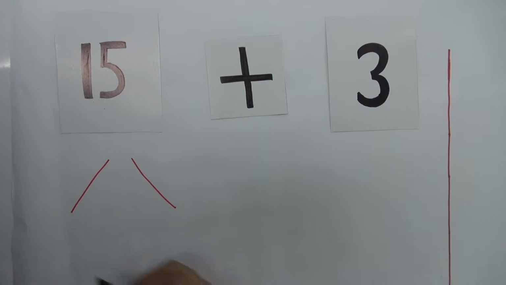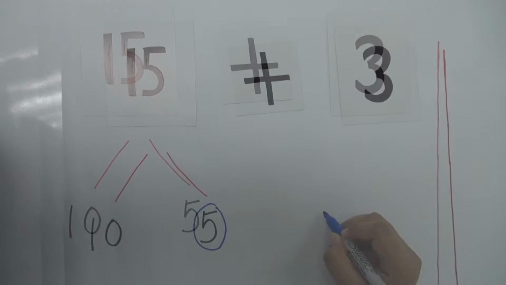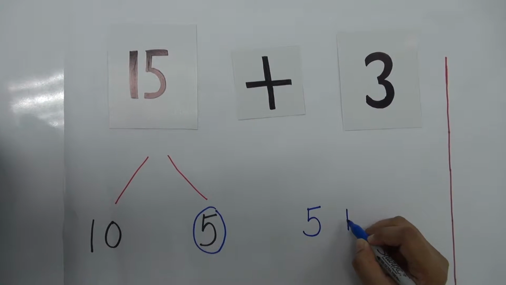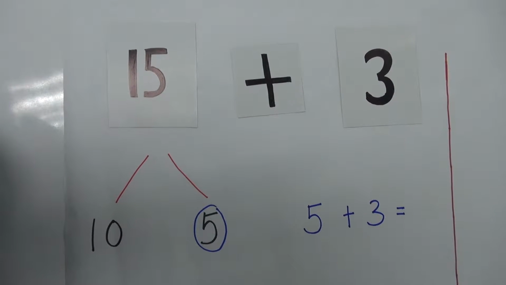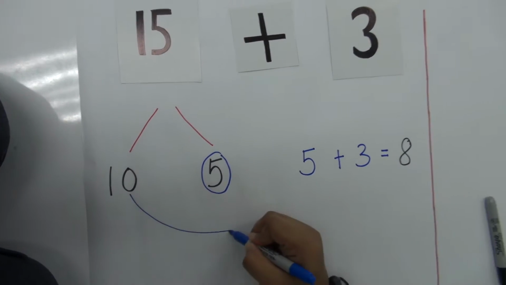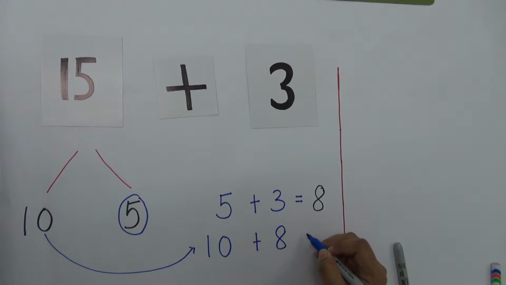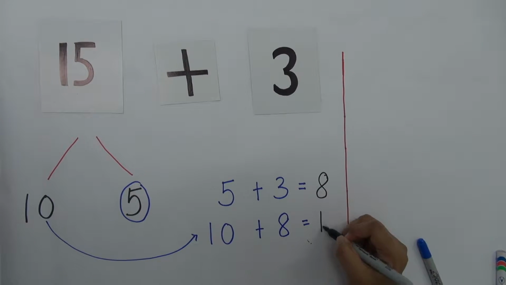So first, we need to break apart 15 into 10 and 5. From there, add 5 and 3, which are in the place value of ones, together, so it's equal to 8. Then bring down 10 and add it to 8, so the answer is 18. Yeah? Now move on to the second example.